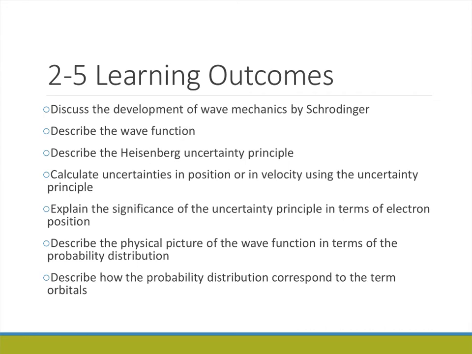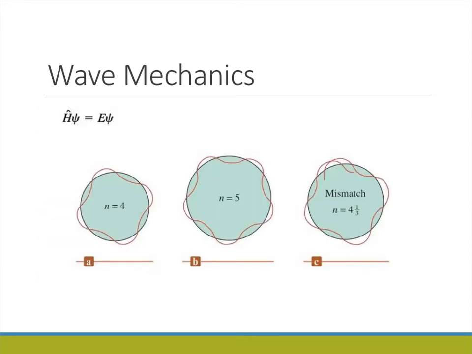So in section 5, we're going to talk about that weirdness, and we're going to talk about the development of wave mechanics by a guy named Erwin Schrödinger. We'll talk about the wave function. We'll describe the Heisenberg uncertainty principle, and we'll learn how to calculate uncertainties in position or in velocity using that principle. We'll talk a little bit about the uncertainty principle in terms of electron position, talk about the physical picture of the wave function and its probability distribution, and how the probability distribution corresponds to the term orbital.